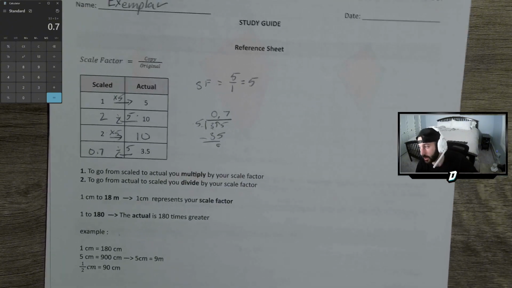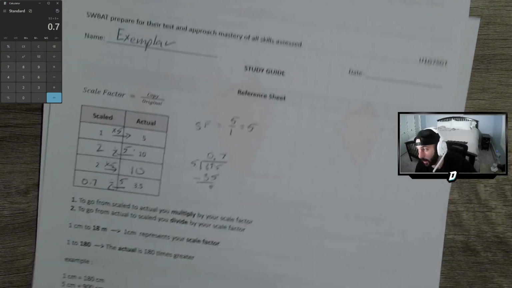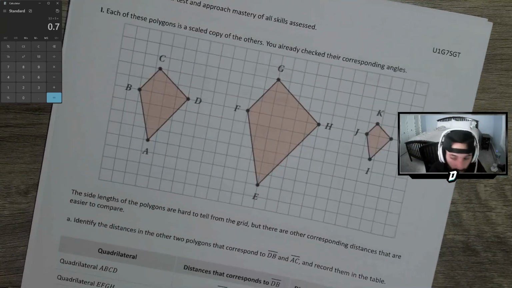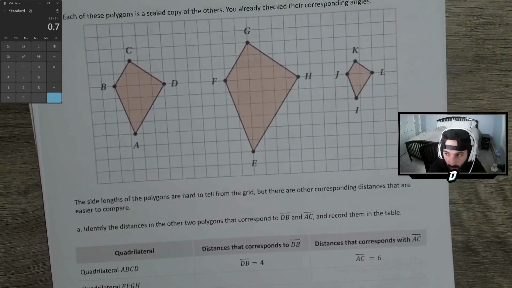So that was kind of the reference sheet section. Let's go to question 1. All right.